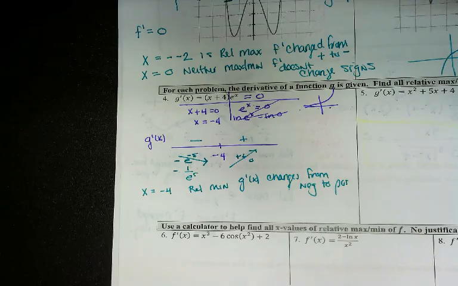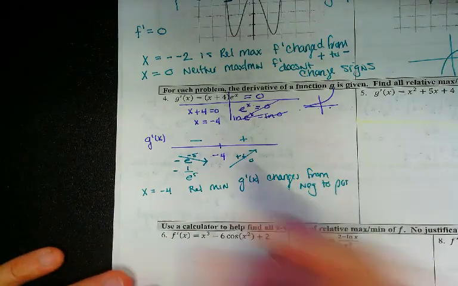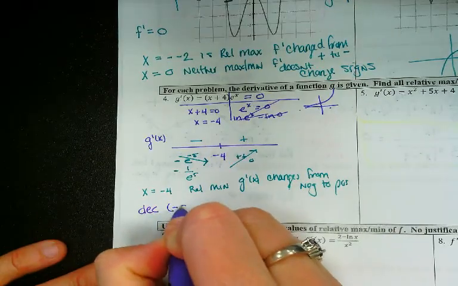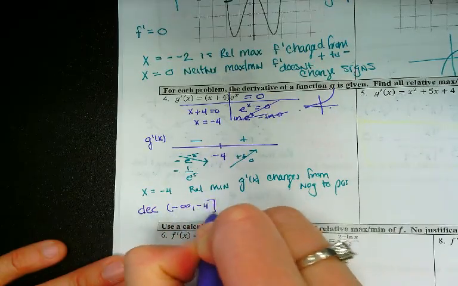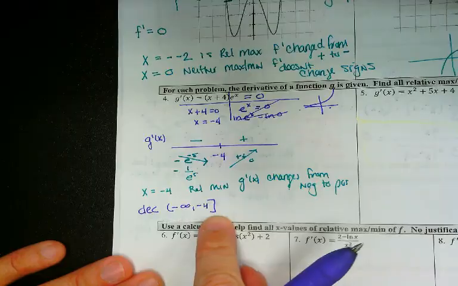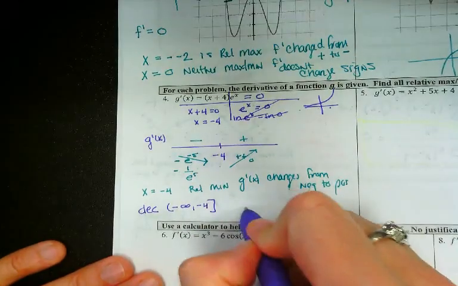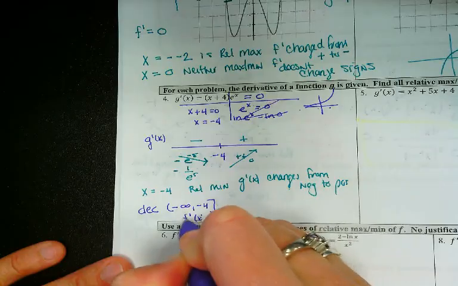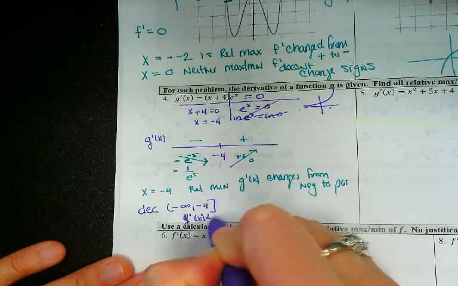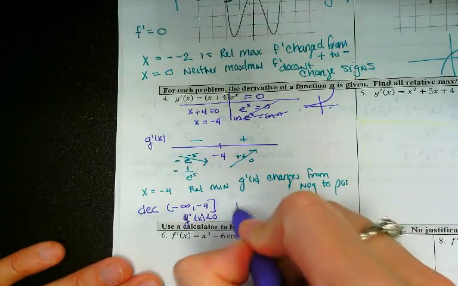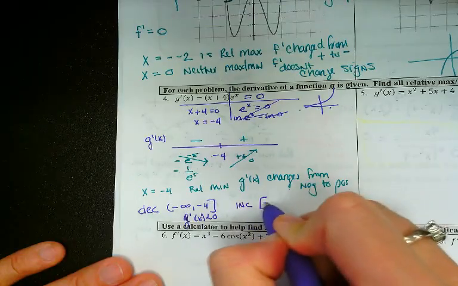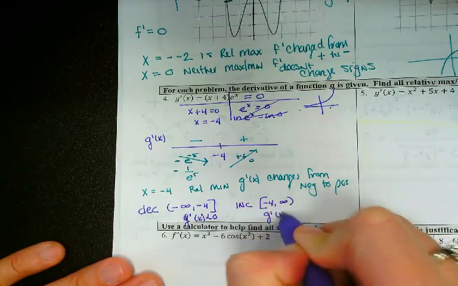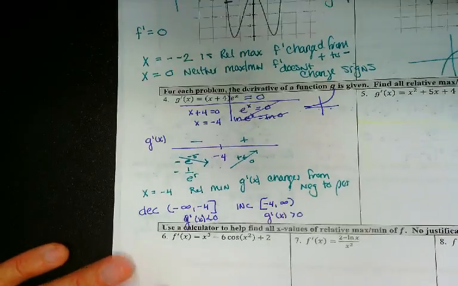And then just to tie in yesterday, we can talk about the increasing and decreasing. We know this function is decreasing from negative infinity till negative 4. Remember, increasing, decreasing are always going to get a bracket. And that's because g prime of x is less than 0. And then increasing from negative 4 until infinity, because g prime of x is greater than 0. So just kind of tying the 2 days together.